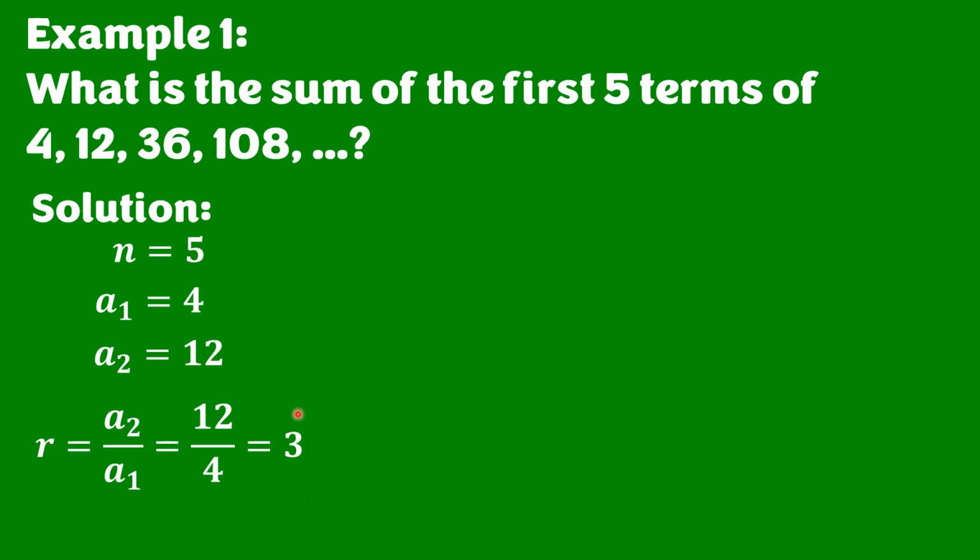So next, we're going to determine now the sum of the first 5 terms of the geometric sequence 4, 12, 36, 108, and so on, up to the 5th term. And we will use the formula S sub n is equal to a sub 1 times the quantity of 1 minus r raised to n all over 1 minus r. So we're going to substitute the value of n, a sub 1, and r in the given formula.